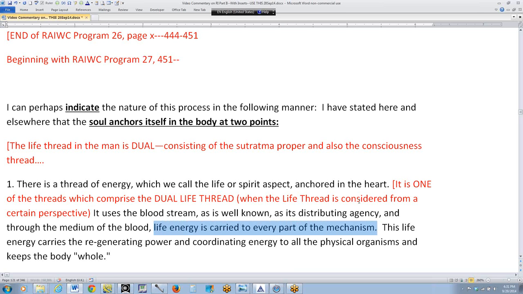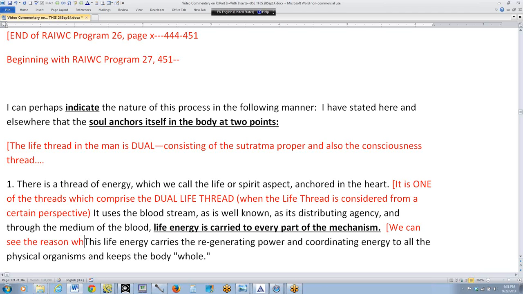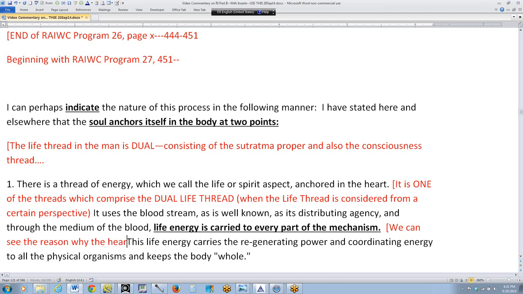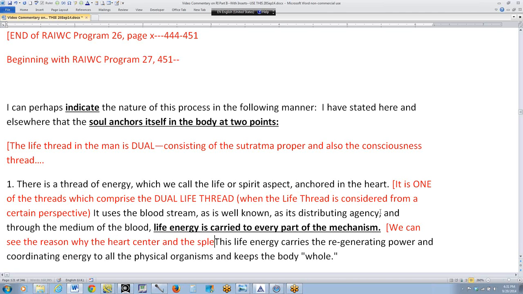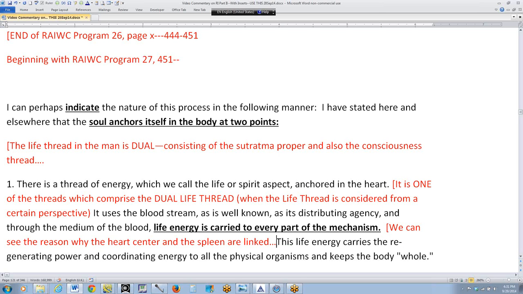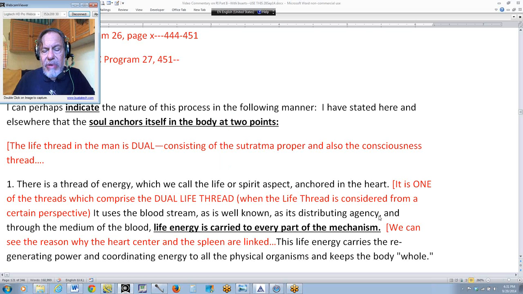We can see the reason then, can't we, why the heart center and the spleen are linked, because the heart is carrying vitality to every aspect of the vehicle, and the spleen is especially the center which processes vitality. Really, there is a pranic triangle. It's a triple thing, and it also involves a center immediately above the diaphragm and a center between the shoulder blades. This life energy carries regenerating power and coordinating energy.